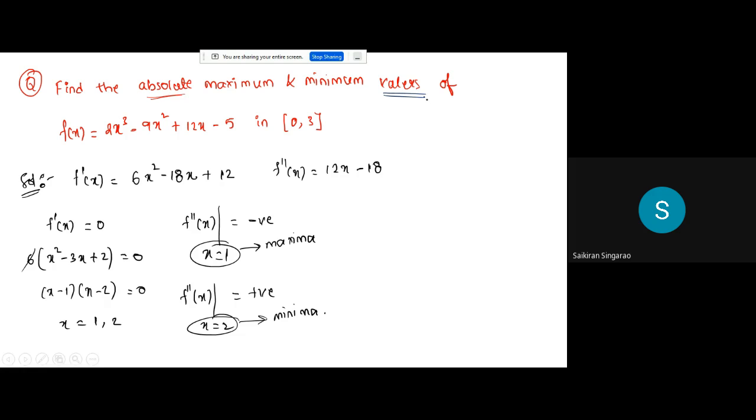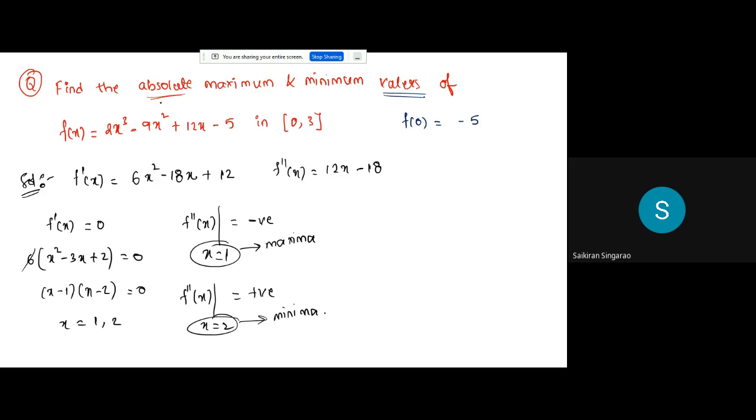He is not asking maxima minima. He is asking for absolute maximum and minimum values. That means you have to find f of something. So what would be f of 0? First you check f of 0. So f of 0 is minus 5, isn't it?